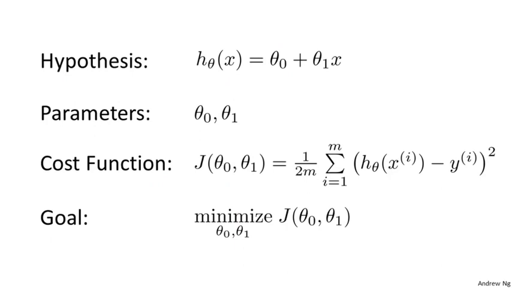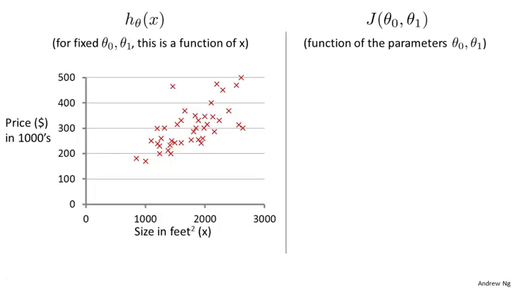Here's our problem formulation as usual with the hypothesis, parameters, cost function, and our optimization objective. Unlike the last video, I'm going to keep both of my parameters theta 0 and theta 1 as we generate our visualizations for the cost function. So, same as last time, we want to understand the hypothesis h and the cost function J.